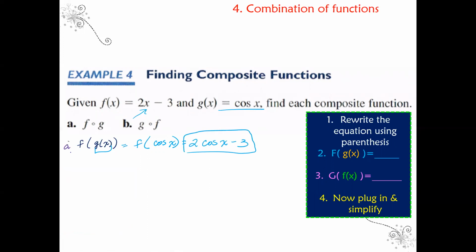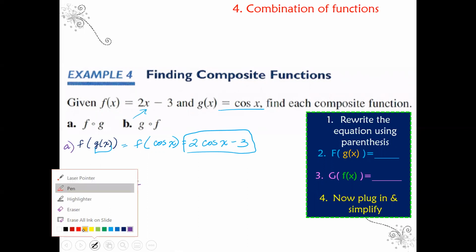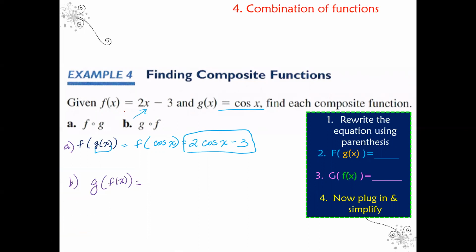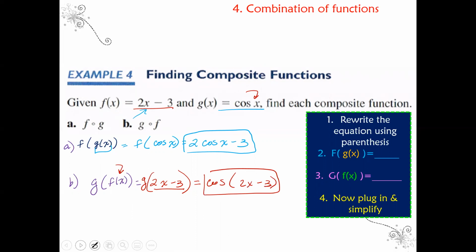For B, it's g of f of x. And you're going to work from the inside out. f of x is going to be 2x minus 3. Now you're going to go back to the g, and wherever you see an x in g, you're going to replace it with the 2x minus 3. So g of 2x minus 3 is cosine of 2x minus 3. And that's your answer.